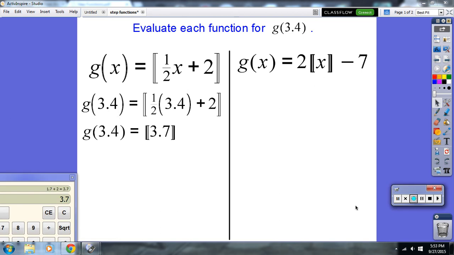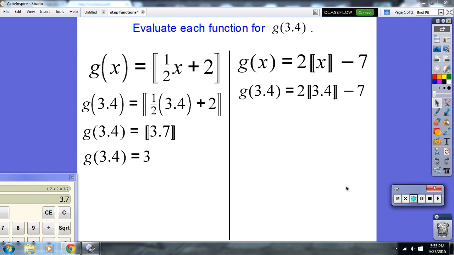And then after I've evaluated what's inside of the greatest integer function, from there what I do is I round down to the greatest integer less than 3.7, which would be 3. So after evaluating g of 3.4 for our function on the left, I get a value of 3. Now on the right, we're going to do the same steps. We're going to start with replacing the x with 3.4.